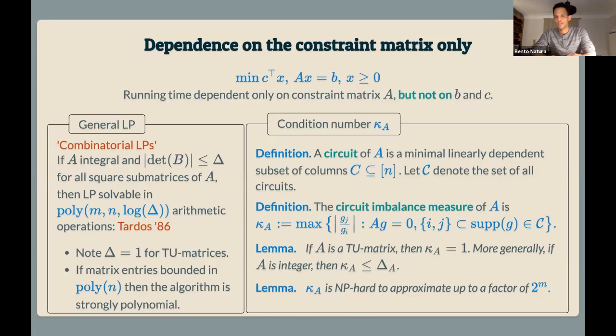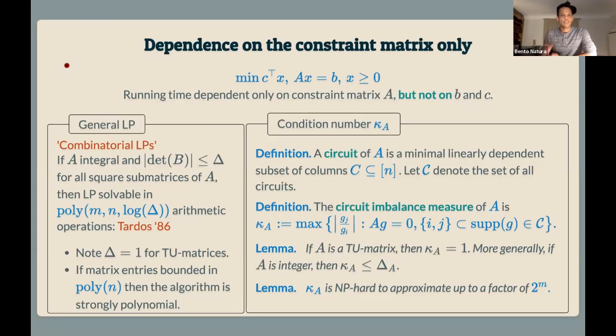And what is straightforward is that kappa for TU matrices would be 1. And in general, if your matrix is integral, then kappa is upper bounded by delta. There's also this result by essentially Tunçel combined with our result from this year in STOC that kappa is NP-hard to approximate up to even 2 to the poly n factors.